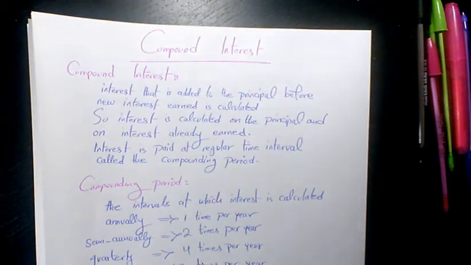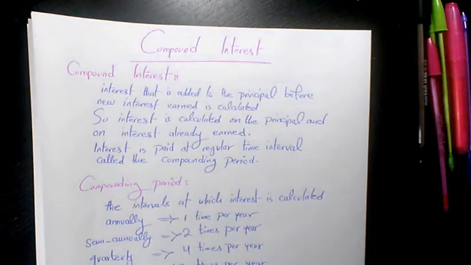Welcome to another video. In this video I want to talk about compound interest. What is compound interest? Compound interest is the interest that is added to the principal before new interest earned is calculated. So interest is calculated on the principal and on interest that is already earned. It means that the interest keeps adding to the principal. Interest is paid at a regular time interval called the compounding period.